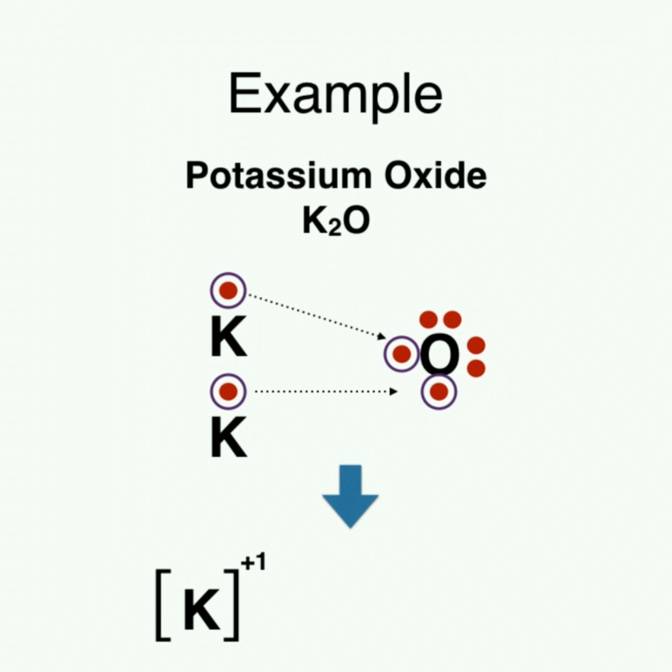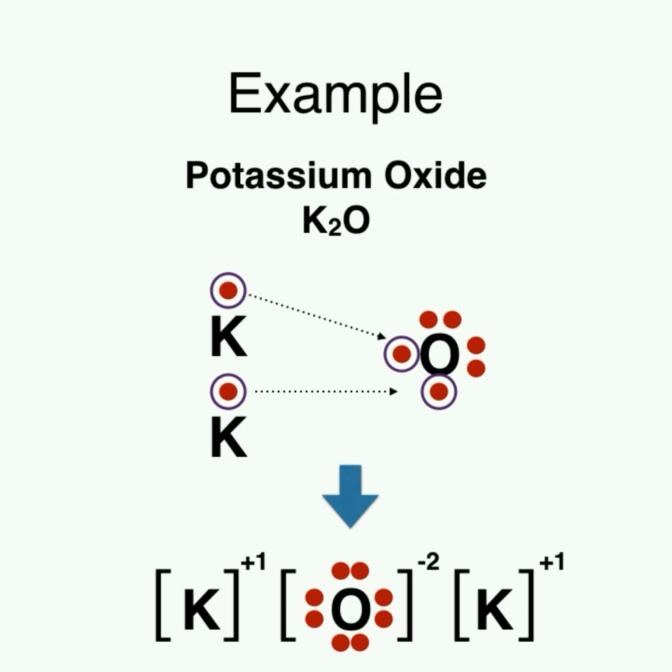Beginning with a potassium ion with no valence electrons to show and a charge of +1, followed by the oxygen ion with 8 valence electrons and a charge of -2, ending with another potassium ion. As you can see, the overall charge, that is +1 plus -2 plus +1, is equal to 0.